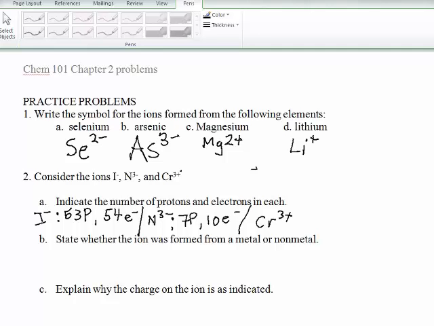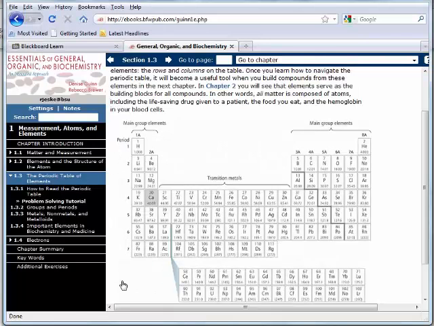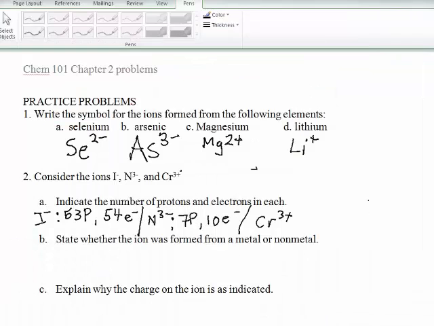Chromium 3 plus. Let's look at chromium. That's a transition metal. It's in row 4. It's element number 24, chromium. And so, of course, it has to have 24 protons. Now it has 3 positive charges associated with it, meaning it has 3 more protons than it has electrons. So it should have only 21 electrons in order to become a cation.